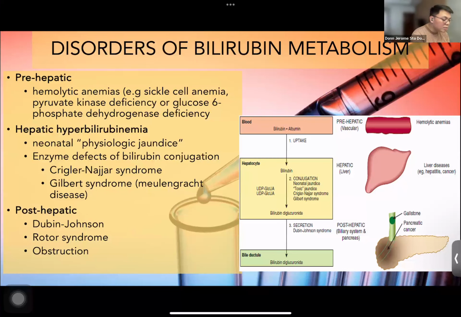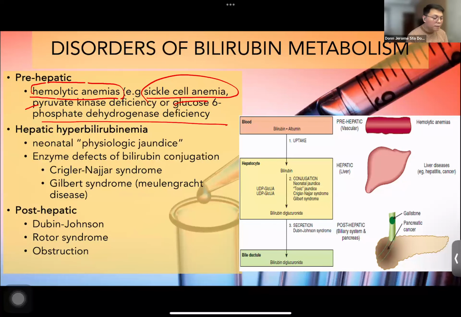Such that we can categorize hyperbilirubinemia as prehepatic, hepatic, or post-hepatic. In prehepatic, this is mainly due to hemolytic anemias. Pinaka-common po for biochemistry, sickle cell anemia. We've already discussed this a while ago. Pyruvate kinase deficiency or G6PD. Okay? Next, hepatic. Anong mag-elevate when you have prehepatic jaundice? That is your unconjugated bilirubin. Okay? Unconjugated bilirubin.